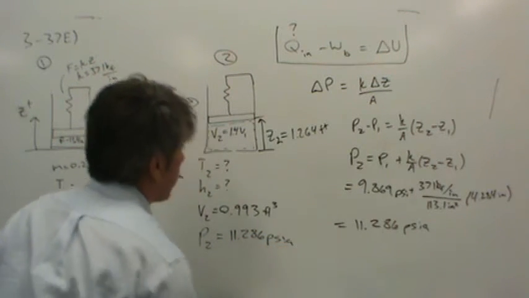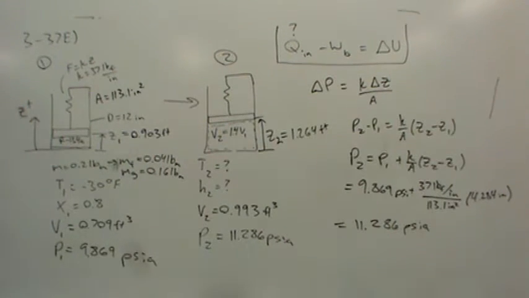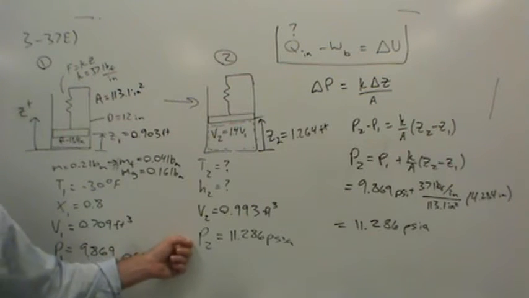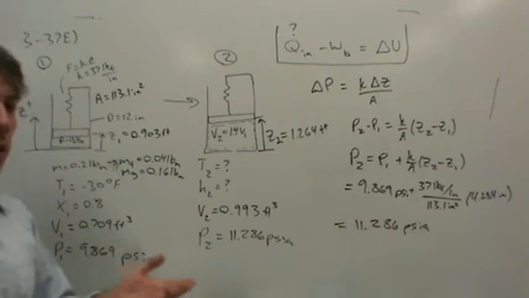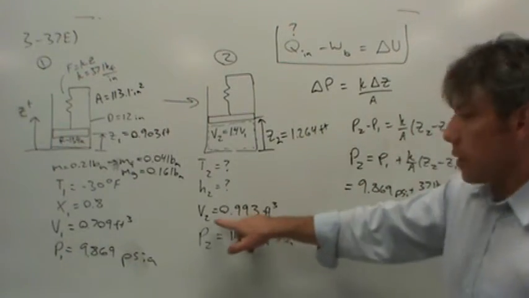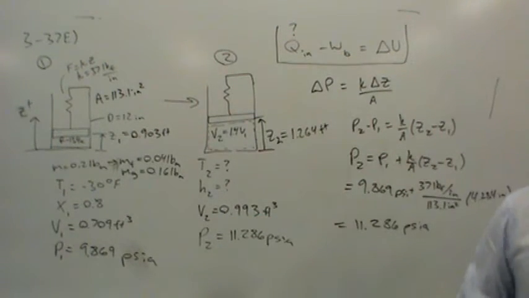Why is it important? Because now we have two properties for the second state. We have a volume and we have a pressure. Now, if you go back and you look in the saturated tables for R134A, you won't find volume in there, right? You'll find specific volume. So what should we do at this point?